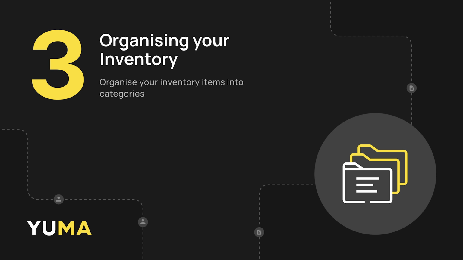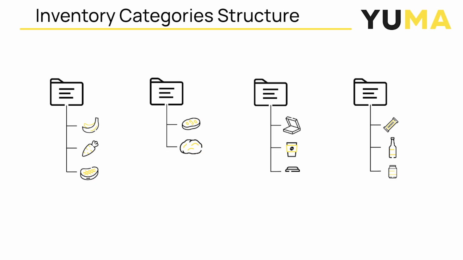Organizing your inventory. Before you start adding inventory items, it's important to organize them into categories. This keeps your inventory structured and much easier to manage as your business grows. A good place to start is with two core categories: ingredients and prepped items. Ingredients are the raw items you purchase, while prepped items are things you make in-house, like sauces or dough.